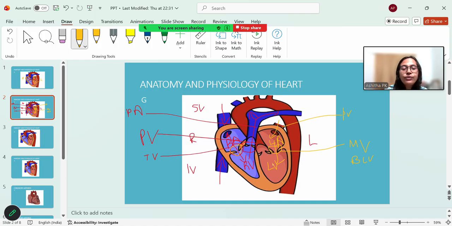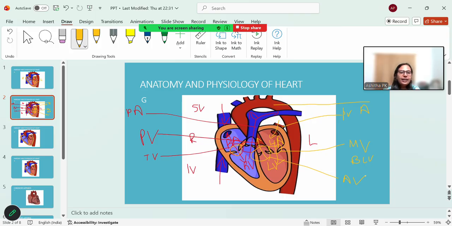Then the left ventricle pumps blood to the aorta. This big blood vessel is known as the aorta. Through this aorta the oxygenated blood travels to the whole body. The aorta supplies oxygenated blood to the body, and here there is also one valve. This valve is known as the aortic valve.